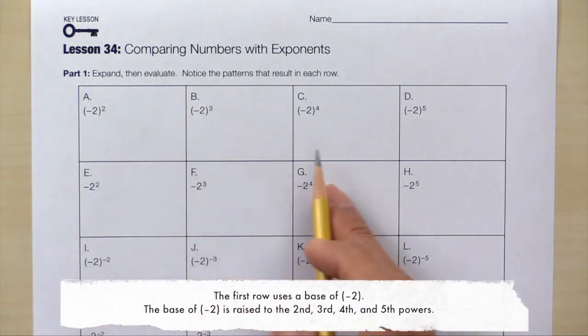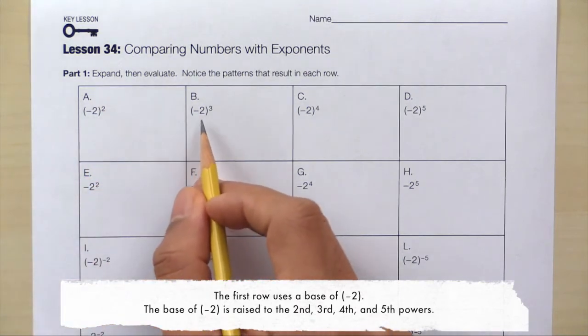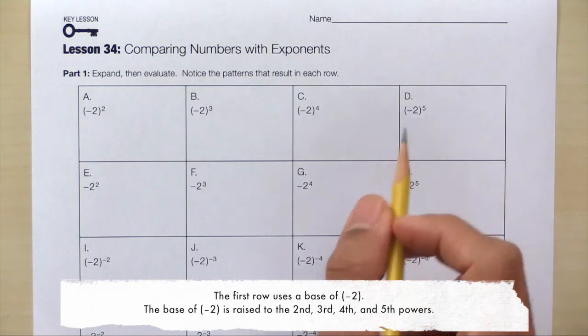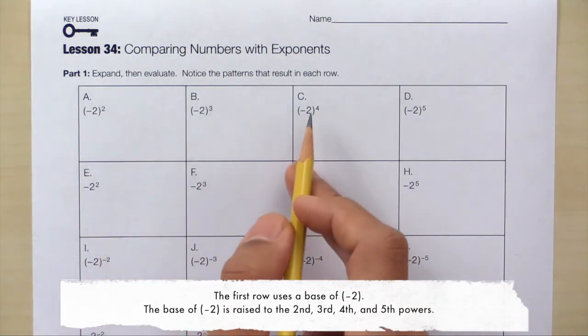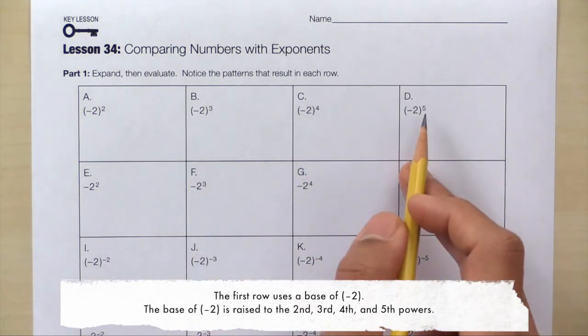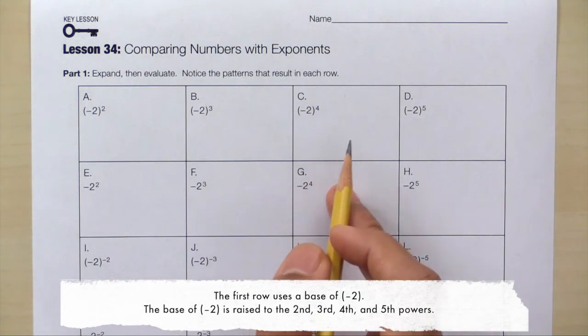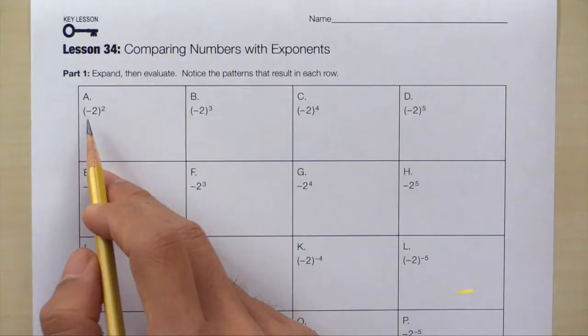For example, in this first row, we have the same base of -2, -2, -2, and -2, and that base is going to be raised to the second power, the third power, the fourth power, and the fifth power. And as a result, you'll see a pattern emerge in this row. For now, let's go over one example in each row, starting with box A.